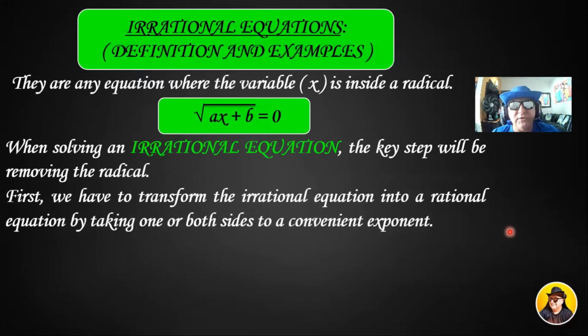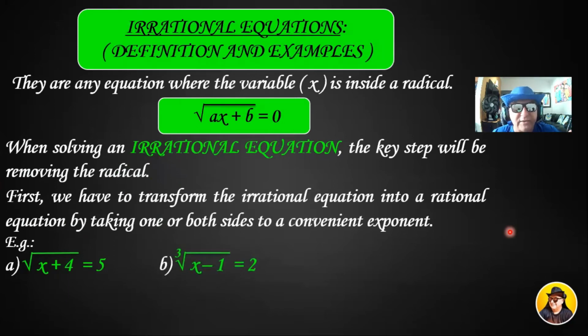When solving an irrational equation, the key step will be removing the radical. First, we have to transform the irrational equation into a rational equation by taking one or both sides to a convenient exponent. Okay, here we have 3 examples, and then we are going to solve these examples themselves. Example A: the square root of x plus 4 equals 5. Example B: the cubic root of x minus 1 equals 2.